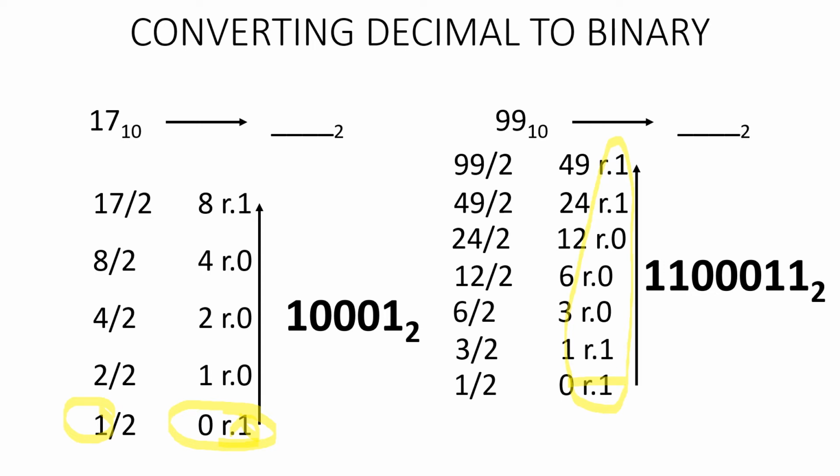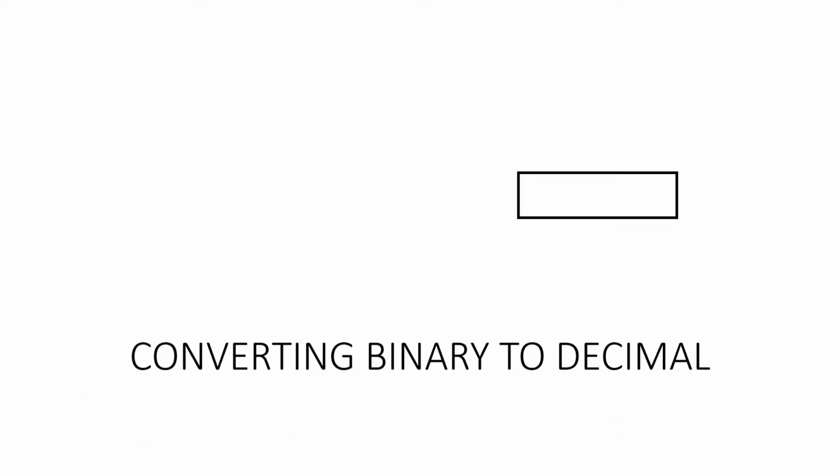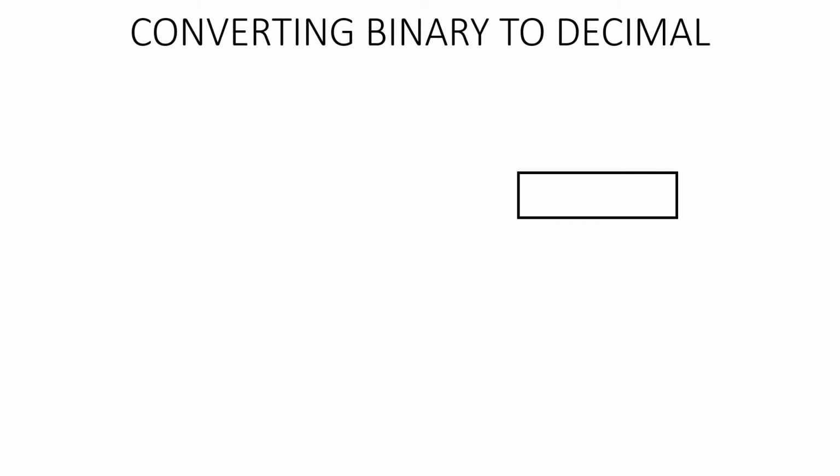Moving forward, let's try it vice versa. Let's start off with converting binary to decimal. So let's say, for example, we have 1001 base 2 to be converted into a decimal number. There are two methods. Let's just call it the easy method and the easier method. Let's start with the easy method.